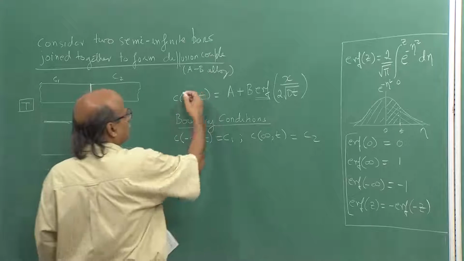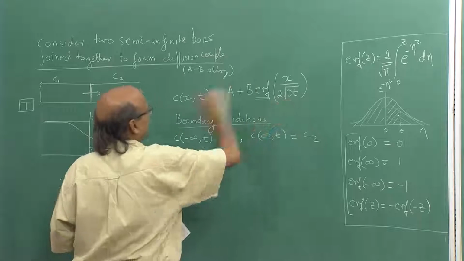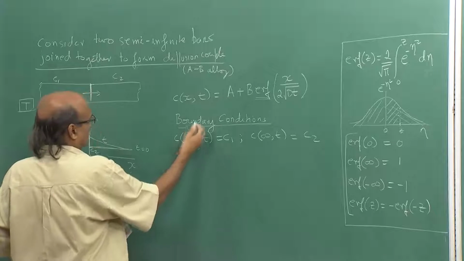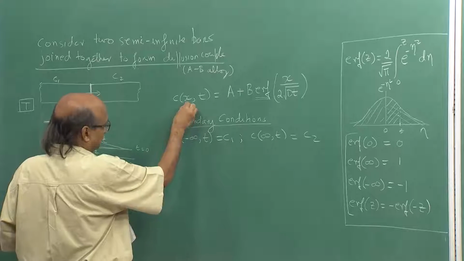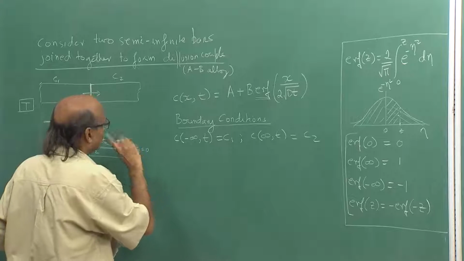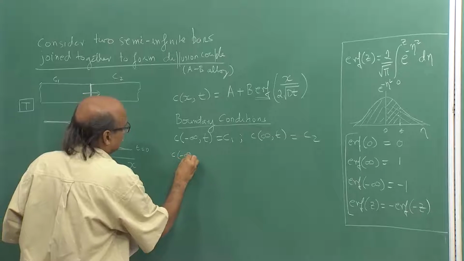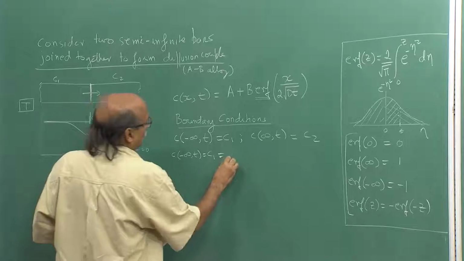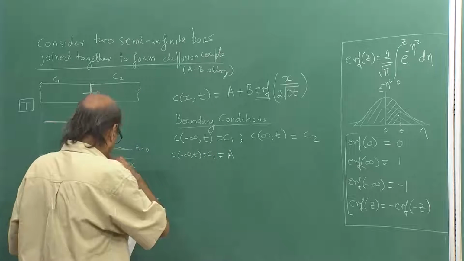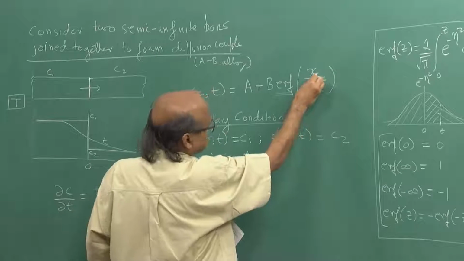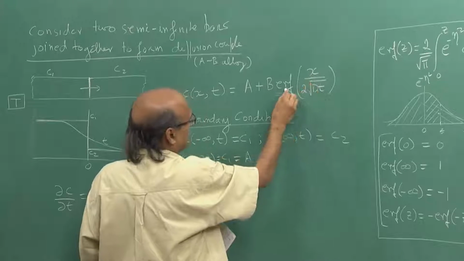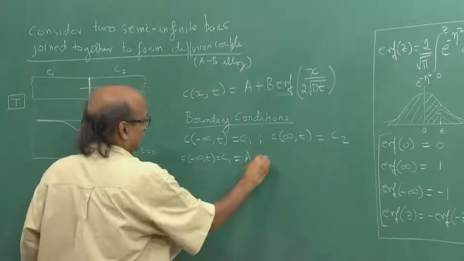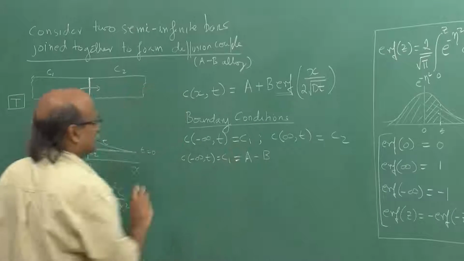We substitute these boundary conditions in the solution here. On the left hand side, putting x equal to minus infinity, C1 is equal to A, and if I put x as minus infinity, this will become error function of minus infinity, and error function of minus infinity is minus 1, hence this is equal to A minus B.